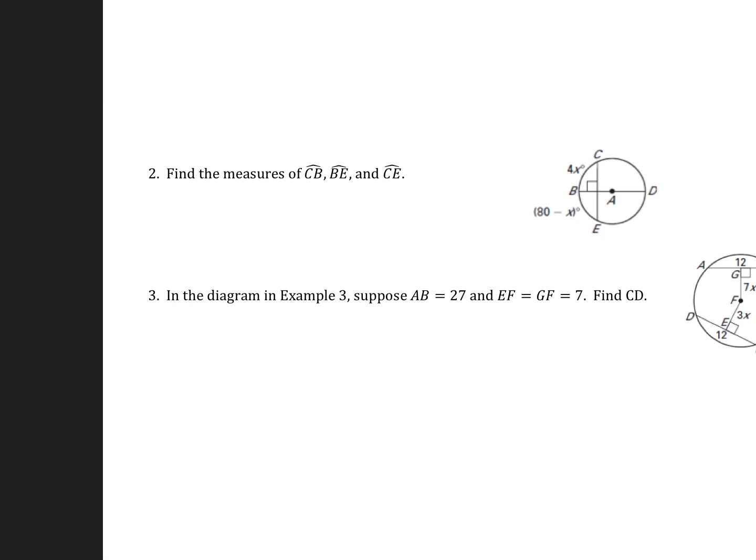All right, so this is a little tricky here, but what do we know about these two arcs right here? Well, they're going to be the same, so we can do 4x equals 80 minus x. We're looking for those different arc measures. If you guys want to pause this and see how you do, go ahead. All right, we're going to add x to both sides. We get 5x equals 80, divided by 5, x equals 16.